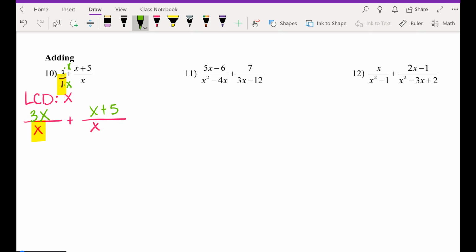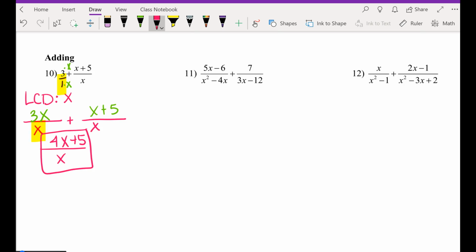Okay, so now this is back to the other day's lecture. The denominator is the same. What do you do at the top? You just add them. So now we're going to write it all over one denominator. 3x plus x is now 4x, and then plus 5. Can we factor this at all? No. So we box it up.